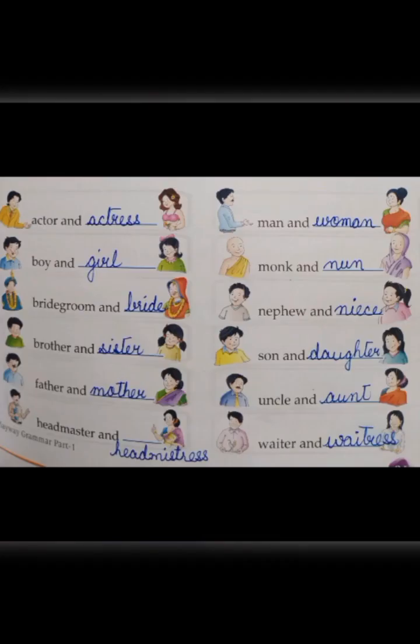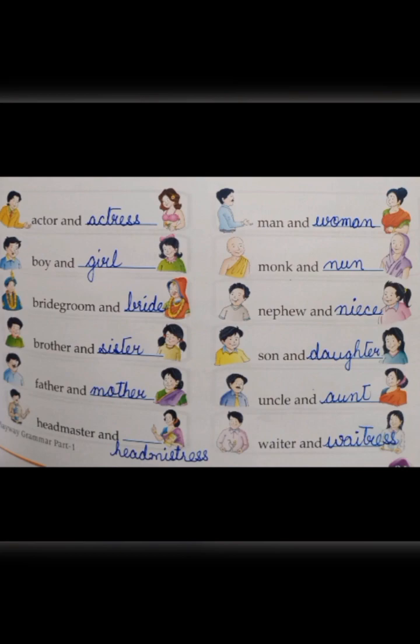Students, we are going to do one exercise. This exercise or this lesson is not in your books, but it is very important for your knowledge. So do it in your English 1 notebooks. No need to draw the pictures. Just write actor, actress. Boy, girl.